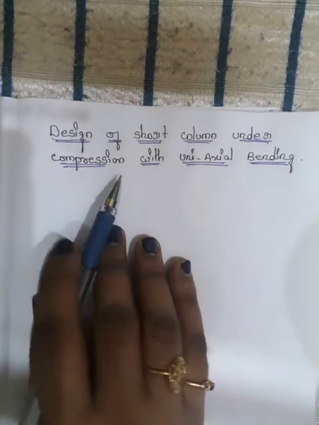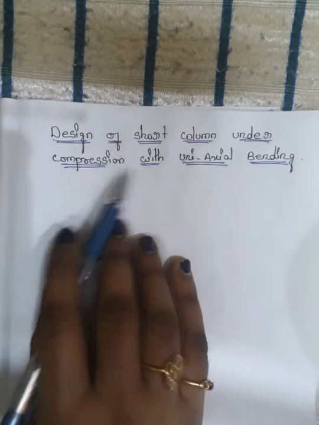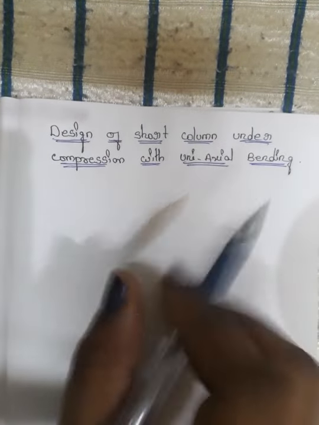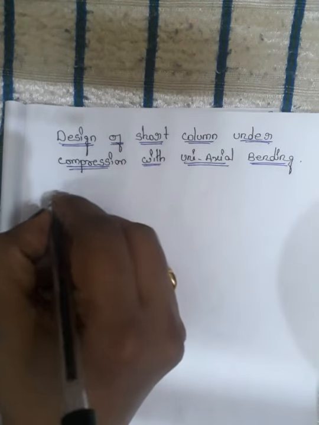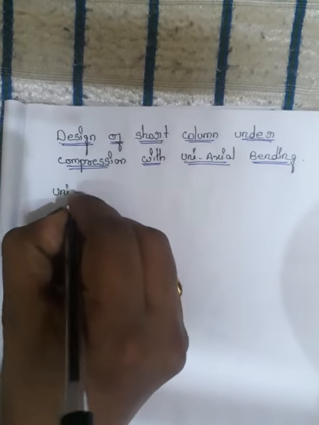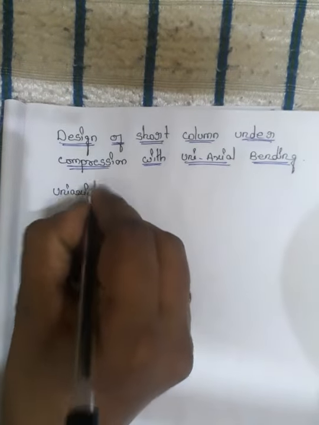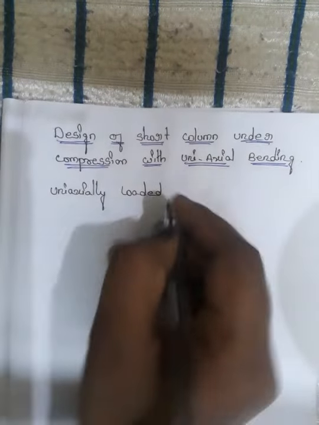So in this video, I am going to explain the design procedure of a short column under compression with uniaxial bending. We'll see what is meant by a uniaxially loaded column first, and after that, we'll go into the design procedure. So, uniaxially loaded column. The name itself says that uni means one.